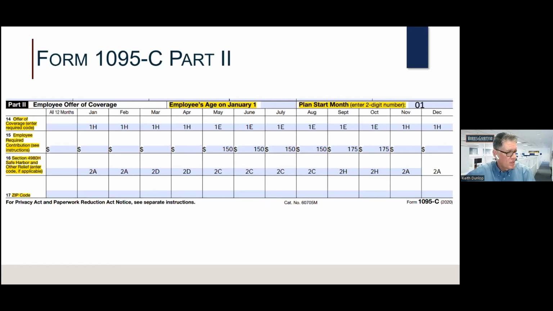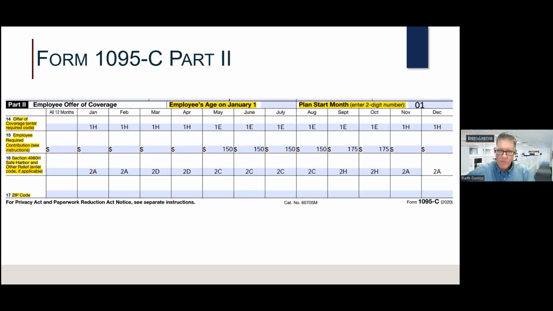For the first couple of months, we have 1H, which means no offer of coverage, paired with 2A, which means the employee was not employed. That's entirely valid. You're not going to offer coverage to people that don't work for you. Then in March and April, we have 1H again, no offer of coverage, paired with 2D, which means that the employee is in your waiting period. Completely valid once again. And then this employee is eligible as of May 1st.